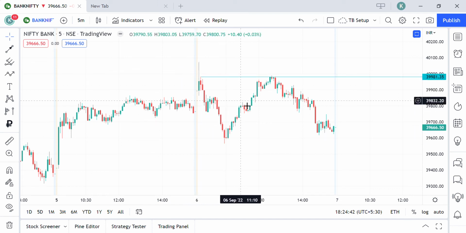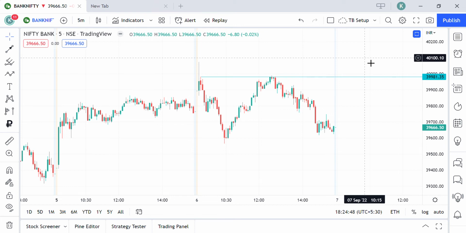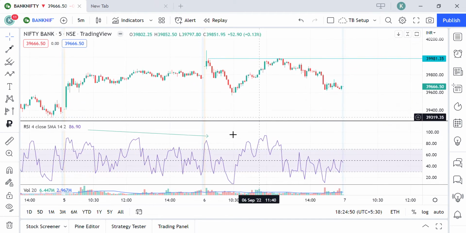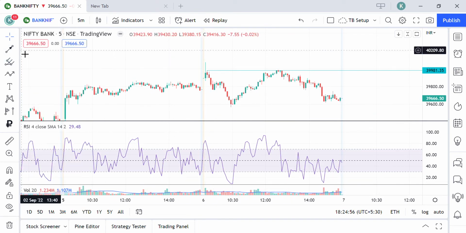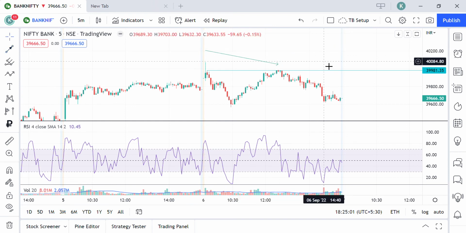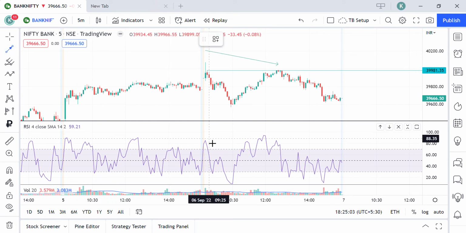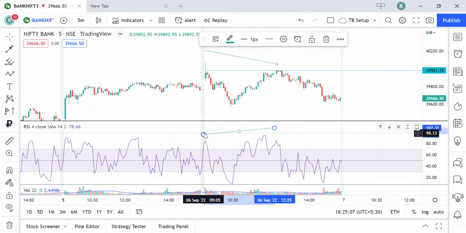Now, when price again rose to that level of this outward line, let us once again look at the RSI factors in contrast with price. So price is clearly going downwards here from this point to this point, whereas the RSI is up here with these two extremes.